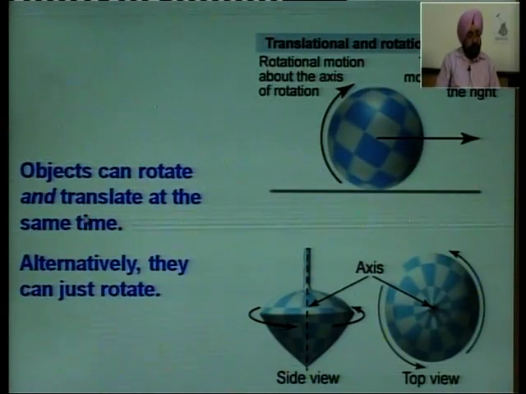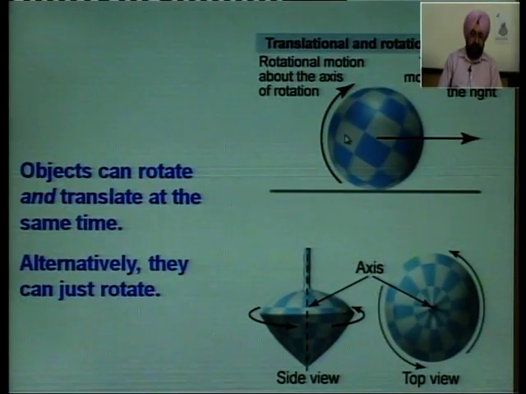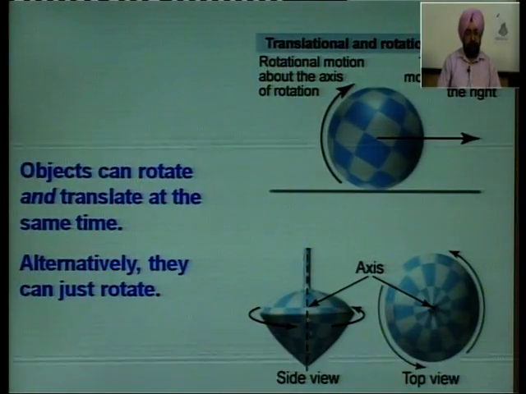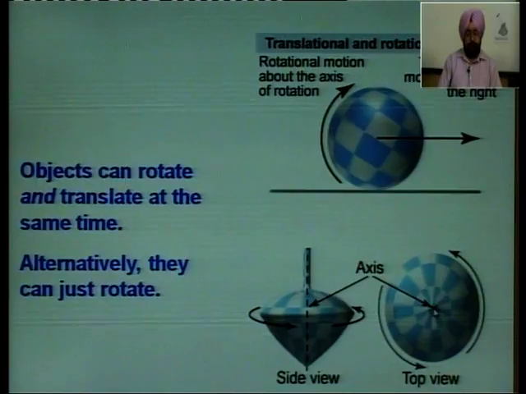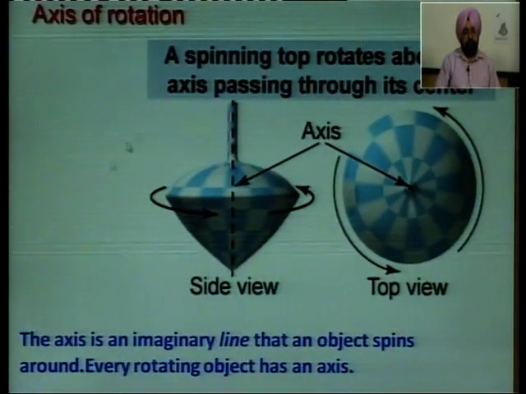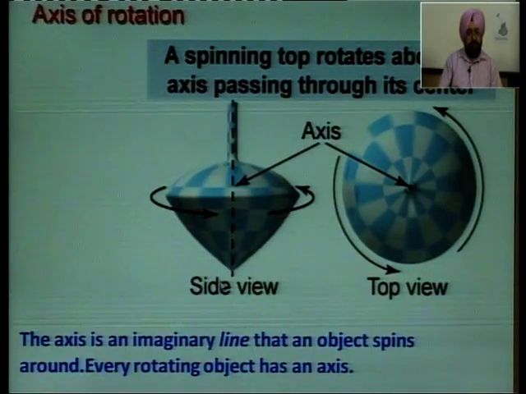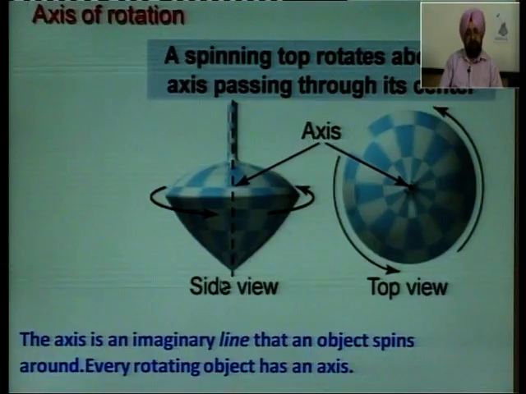Objects can rotate as well as translate. If you kick this ball, the ball will rotate as well as move forward, or else like this top, it can just rotate about its axis. If you see the top view of this top, it will be seen something like this. Then what is the axis of rotation? This part along which the body rotates is what is called the axis.